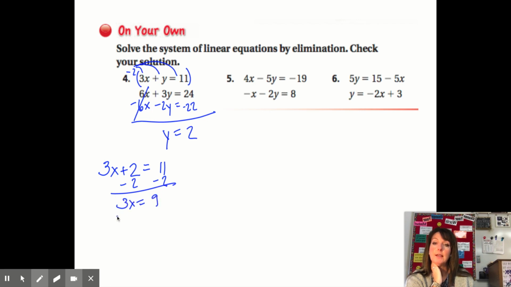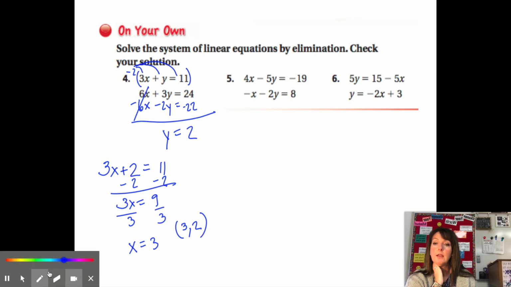3x is equal to 9, and x is equal to 3. So I'm saying that my ordered pair is 3, 2. All right? I will only know that by checking it.